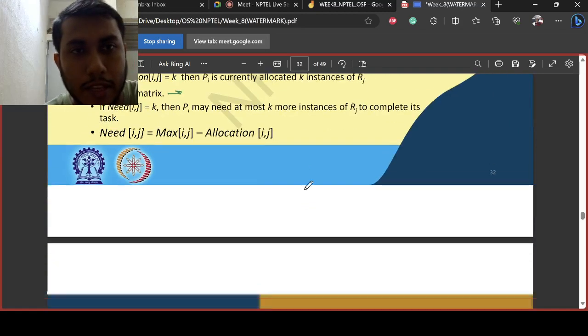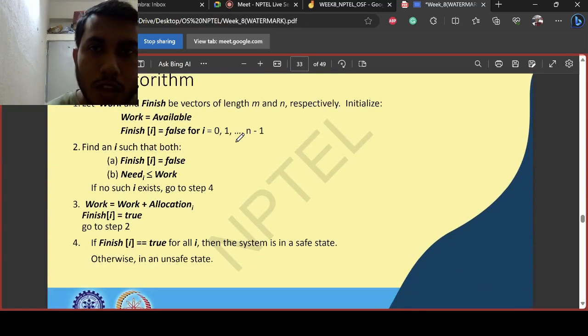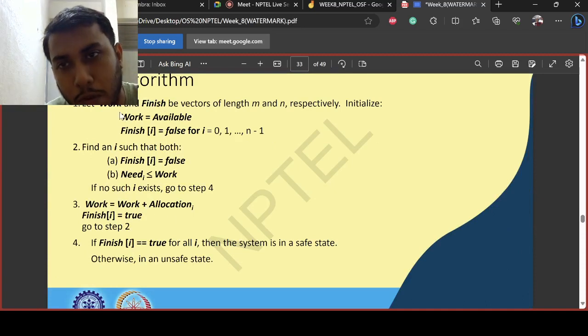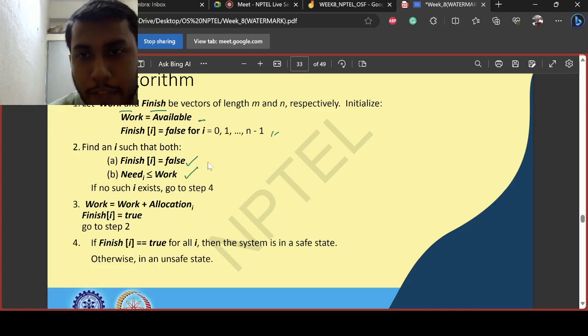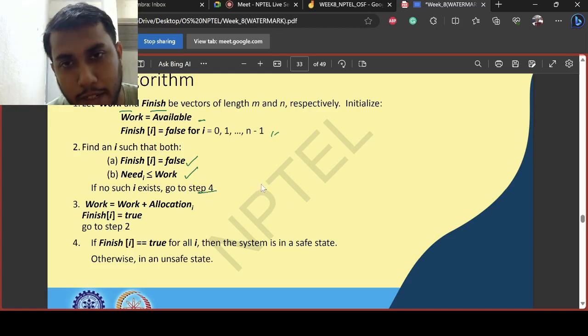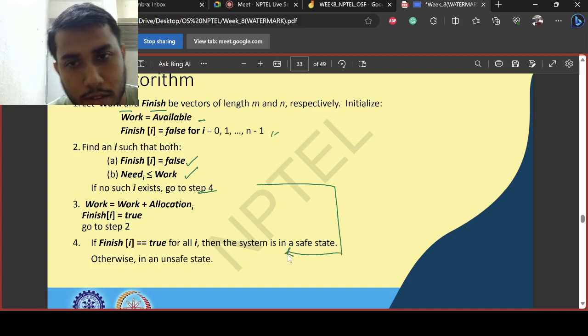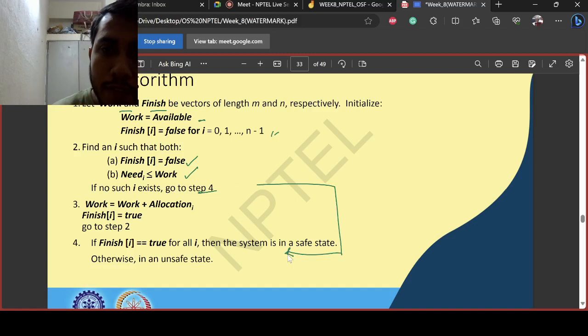We will discuss this with an example. So we define two more vectors, work and finish. Work is the current available, and finish is false for all the processes at first. Then for each i such that finish is false and need is less than or equal to work, we select them. If no such option is present, then we come here. If there are options present, then we complete those allocations and mark finish as true.